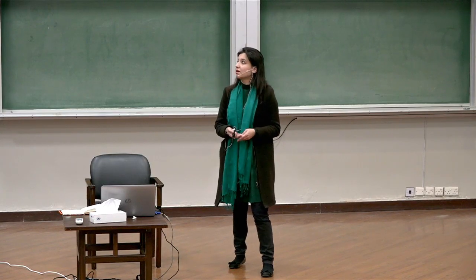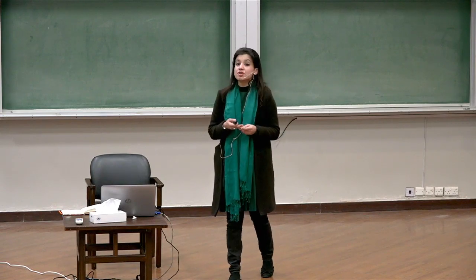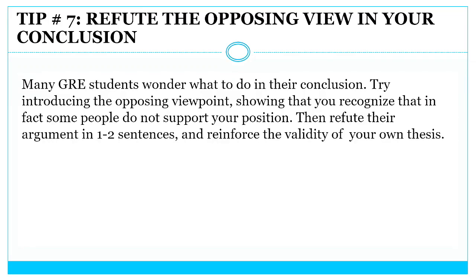Tip number 7. Refute the opposing view in your conclusion. Extremely important. The original perspective mentioned in the argument, in the issue task, you have to quote that in your final paragraph, in your concluding paragraph, and once again negate it, refute it, and deny it rather. ठीक है, ये ज़रूरी है.